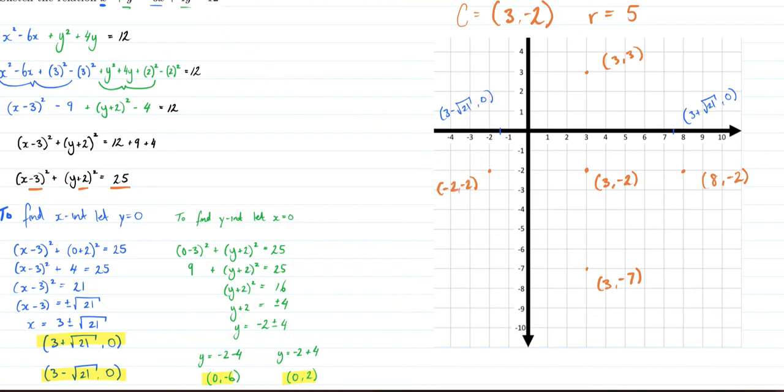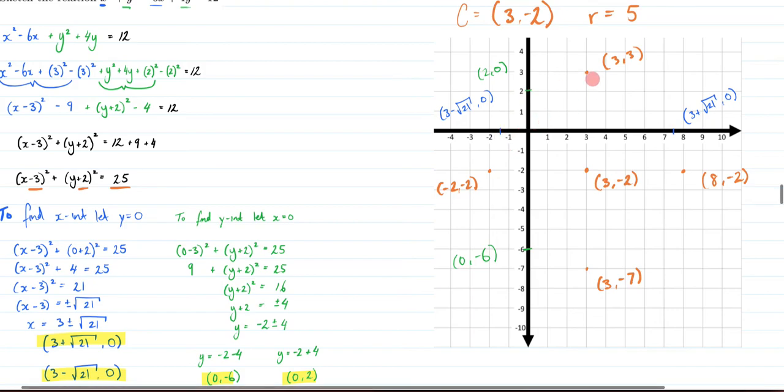Then I will put in my y-intercepts. One will be here, 0, -6, and the other one will be up here, 2, 0. I can then graph it, and again, you know I'm not very good at this, but let's just pretend this looks good. Oh, that's actually pretty bad.